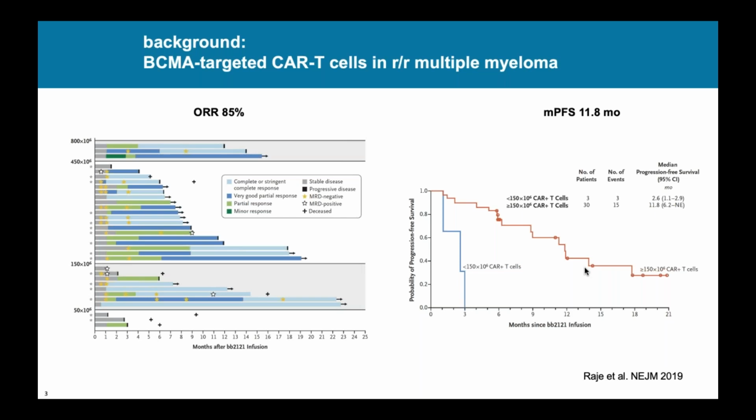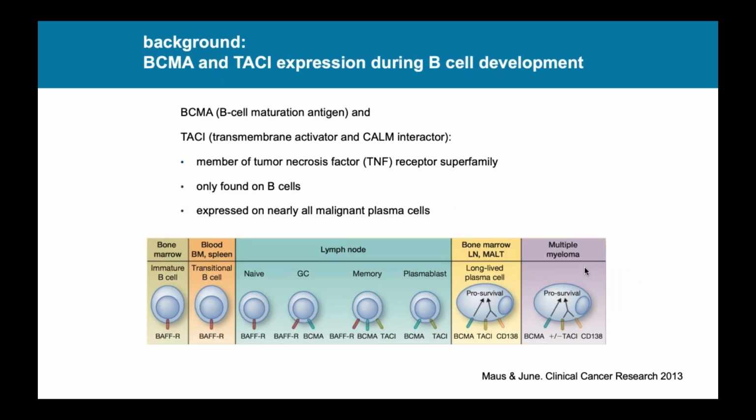So we therefore decided to develop a combinatorial antigen targeting approach for multiple myeloma. And our approach was to target, besides BCMA, which we already know is a good multiple myeloma associated antigen, a second tumor antigen, which is called TACI. And what makes both of these attractive targets is the fact that they both have been shown to be upregulated on nearly all malignant plasma cells, and the fact that the expression of BCMA and TACI is restricted to B cells. And this means that the predictable potential toxicity of this CAR should be limited to the B cell compartment.